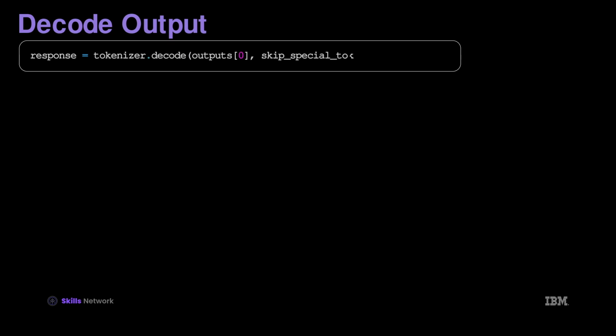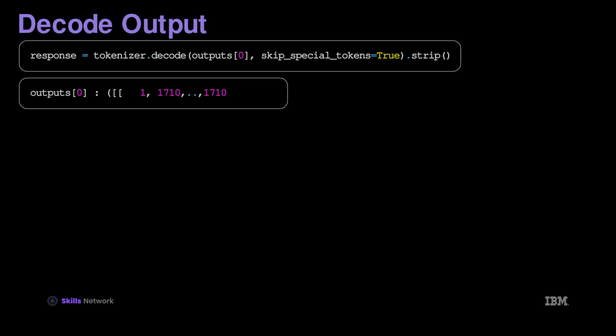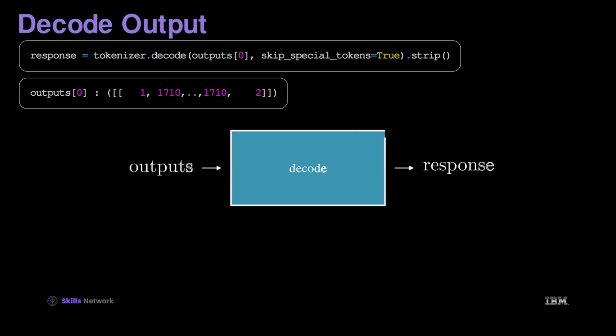Okay, let's decode the output so we can understand it. We decode the output using the tokenizer.decode method. This is known as detokenization or reconstruction. This will convert the numerical sequence from our model into something we can understand. We now have our response.